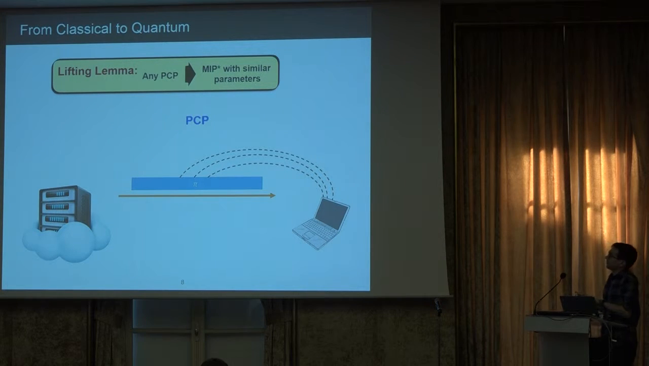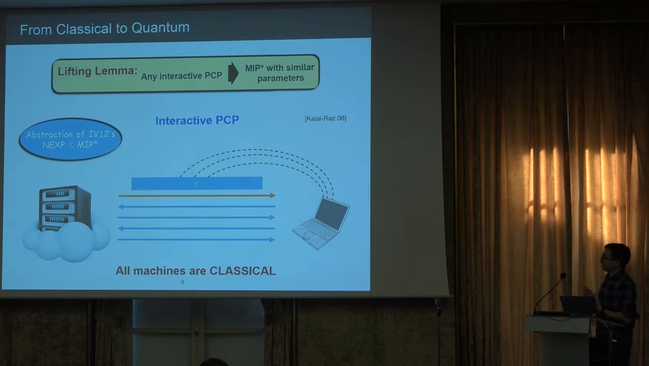And the lifting lemma essentially says that I can take this and do some stuff to it and produce an MIP star. It turns out the way that this happens is a little bit complicated, and in particular, this particular version of the lifting lemma doesn't preserve zero knowledge. Here everything is classical, I should say. Okay, so this is not going to be enough for us, A, because it doesn't preserve zero knowledge, and B, because it's not quite expressive enough.